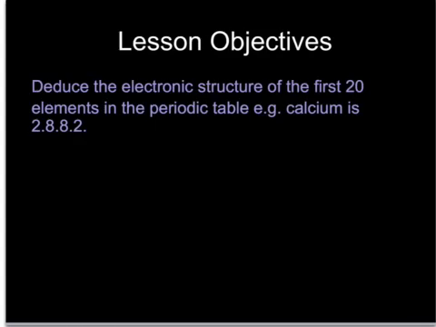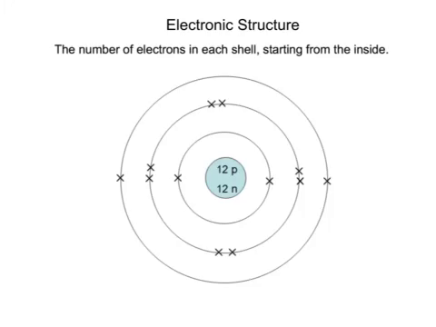Rather than having to draw the individual elements, we can write the electronic structure by simply writing down the number of electrons in each shell, starting with the first or the smallest, in other words the one closest to the nucleus, and working outwards. Here's magnesium with 12 protons and 12 neutrons in the nucleus and 12 electrons around the outside. 2 in the first shell, then 8, and then 2 in the outermost shell. So we'd write the electronic structure as 2.8.2.